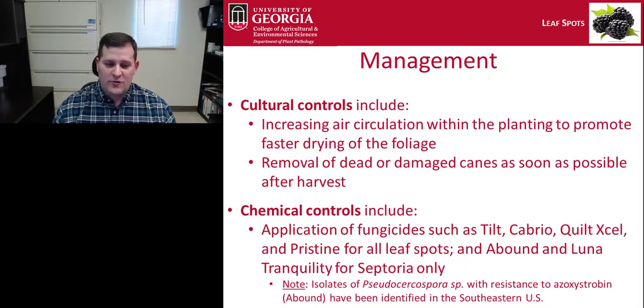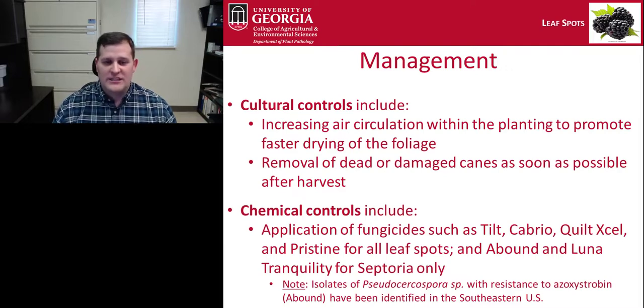The fungicides that are helpful for leaf spot control include Tilt, Cabrio, Quilt Excel, and Pristine for all the different leaf spots I named, and Abound and Luna Tranquility for Septoria leaf spot only. And this is probably because isolates of Pseudocercospora appear to have resistance to azoxystrobin or Abound. And we're doing some work this year trying to characterize some isolates from Georgia. I hope to have that data for you for this presentation, but you'll have to wait for that till next year because some of the pandemic effects delayed when we could test and screen those isolates this year. But we are looking into that.